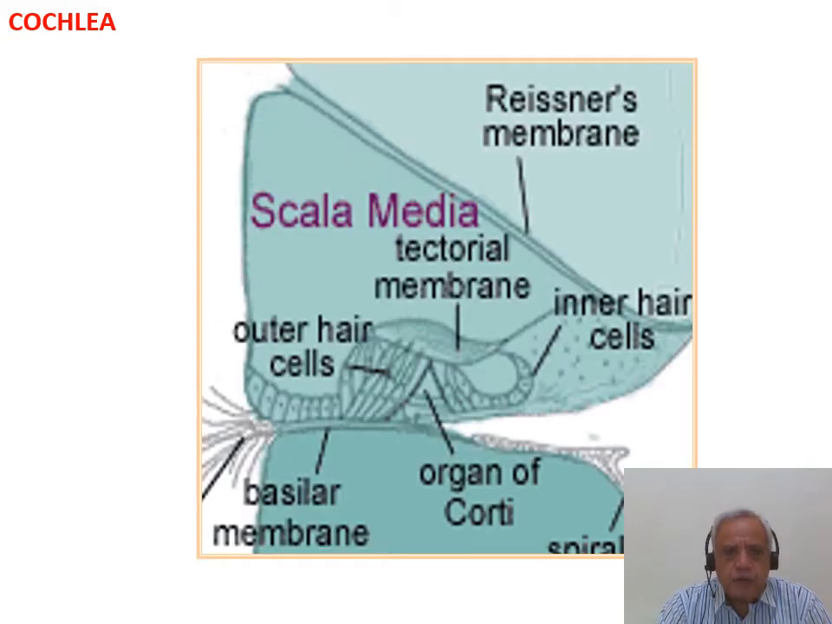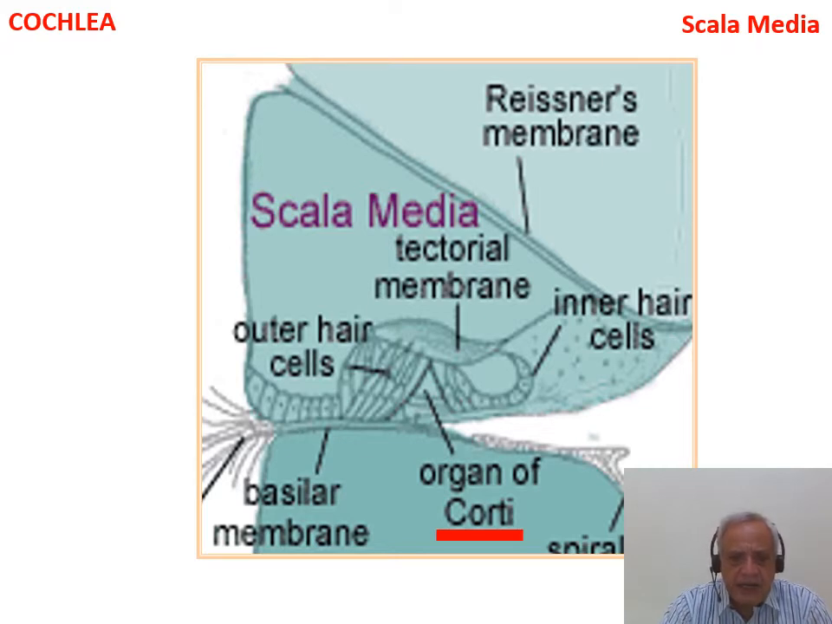If we go to the main structure of hearing, this structure is called the organ of Corti. It is named after the man who described this part. And the organ of Corti, as you can see in this picture, is present in the scala media.